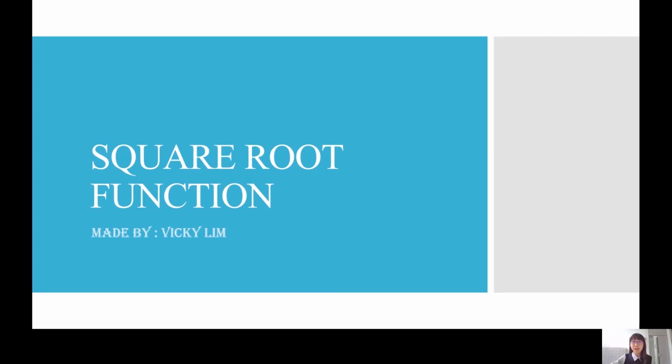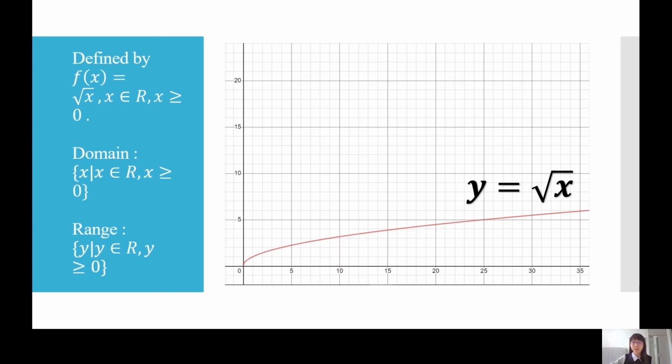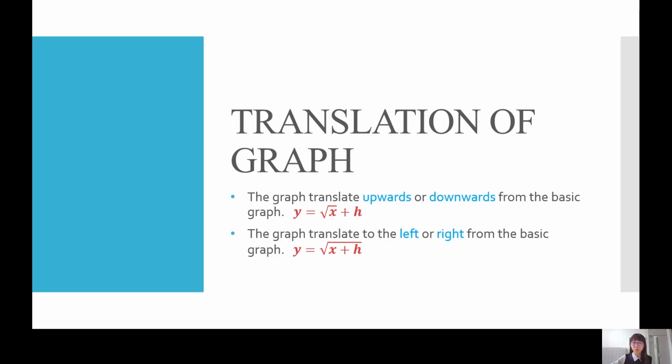Hello, I'm Vicky, and now I'm going to explain the square root function graph. At first, I will show you the graph of the square root function. This graph can be defined as f(x) equals the square root of x, and the domain of this graph is x is greater than or equal to 0, and the range of this graph is y is greater than or equal to 0. There are two types of graph for the square root function.